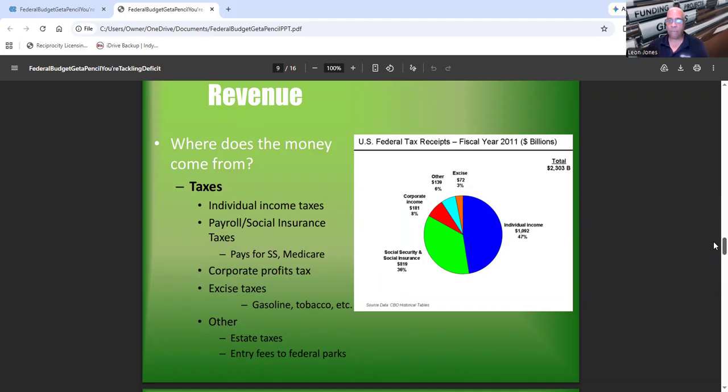And if you look at the pie graph here, and this is 2011, you'll see that the majority of the money comes from individual income. And then Social Security gets the next portion of it. Then corporate taxes, and then other is your estate taxes, and then your excise taxes.